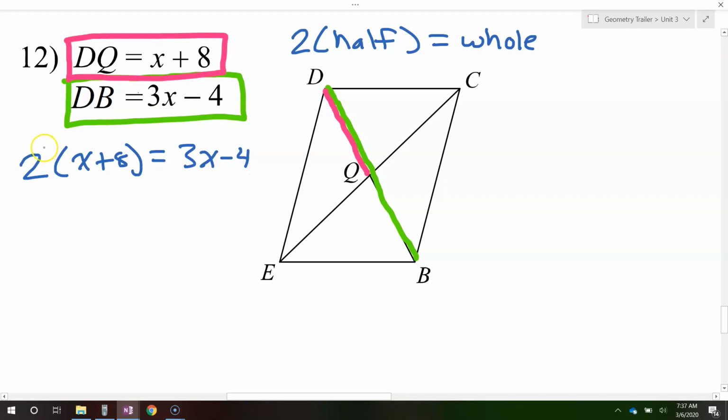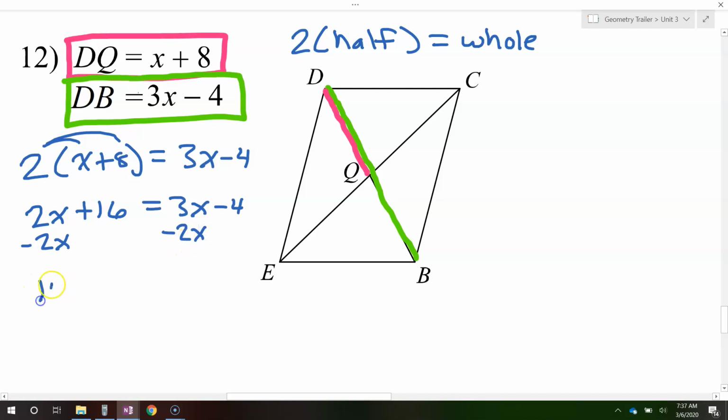So the way you solve a problem like this is by doing the distributive property, and you get 2x plus 16 is equal to 3x minus 4. Then we need to subtract these. Now I like to keep the x positive if I can, so instead of subtracting 3x, I'm going to choose to subtract 2x from both sides.